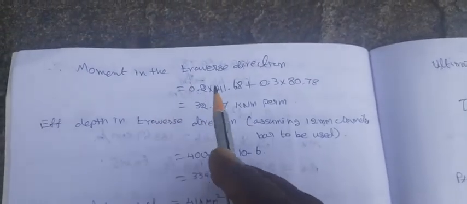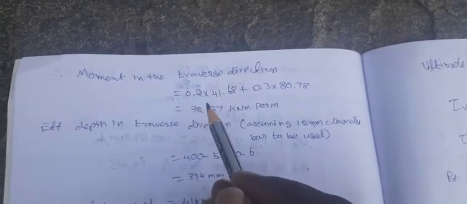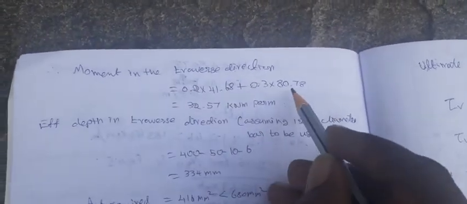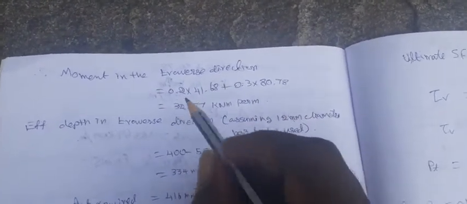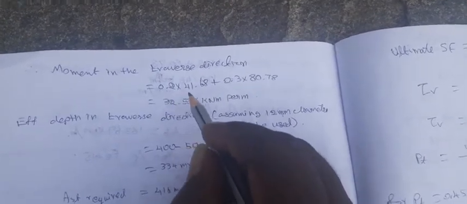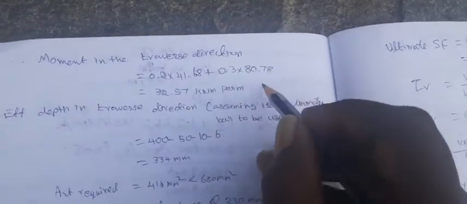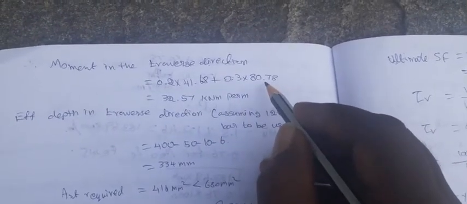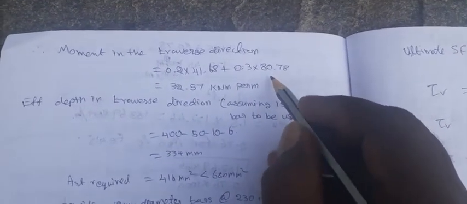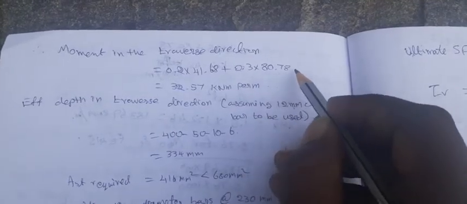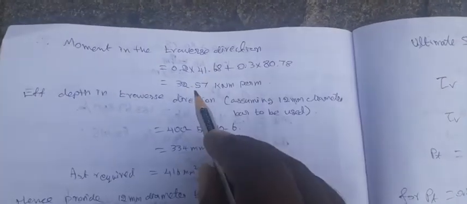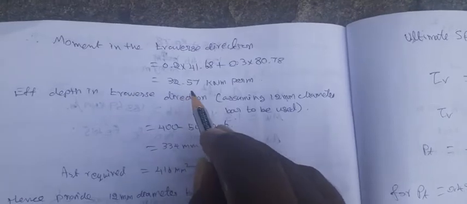So the moment in the transverse direction is 0.2 times the dead load and 0.3 times the live load. We already know the moment due to dead load is 41.68 kilonewton meter, so 0.2 times that. Then the moment due to live load is 80.78, as already discussed, so 0.3 into 80.78. The sum of these two comes to around 32.57 kilonewton meter per meter.